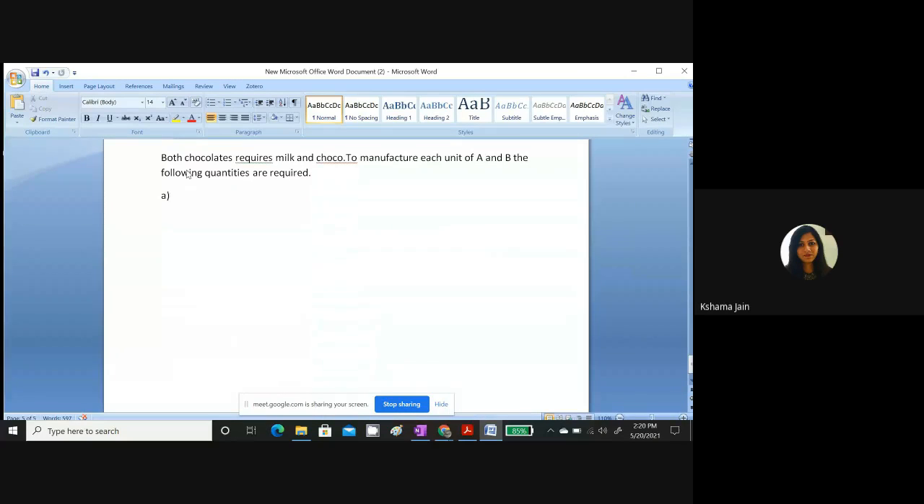Each unit of A requires 1 unit of milk and 3 units of choco, and each unit of B requires 1 unit of milk and 4 units of choco.